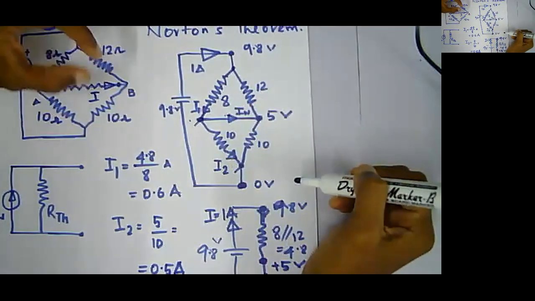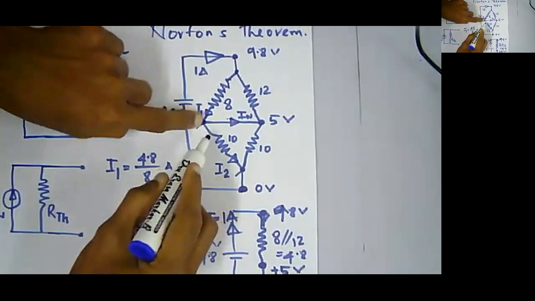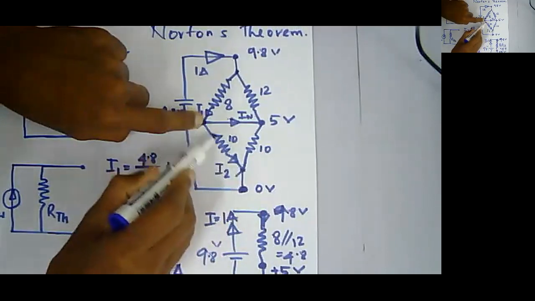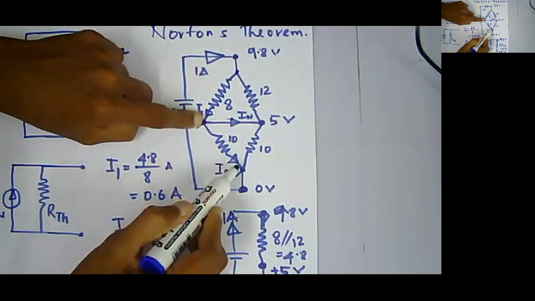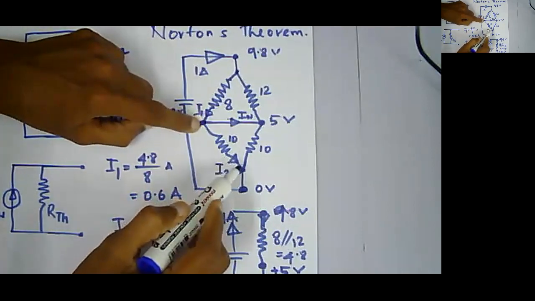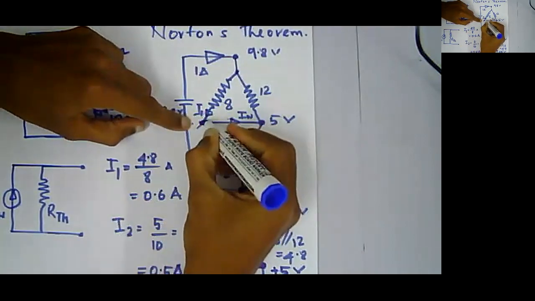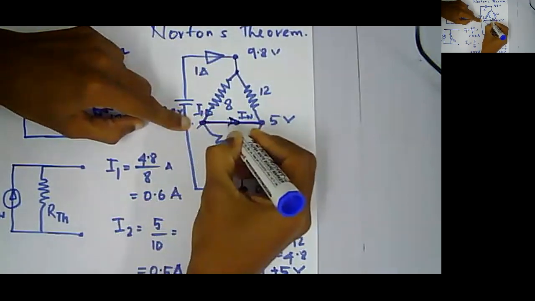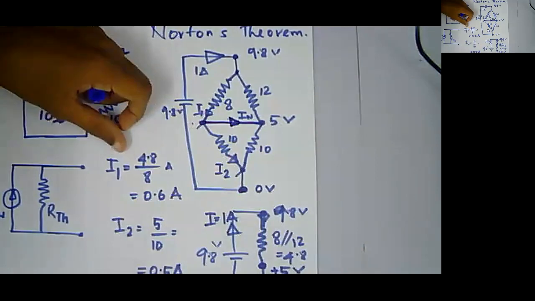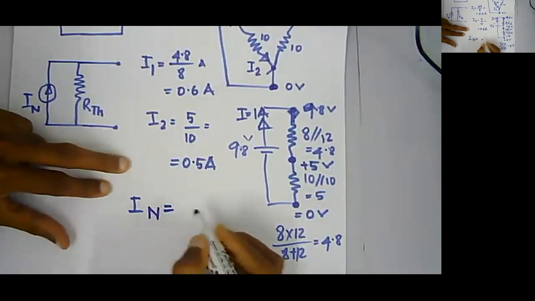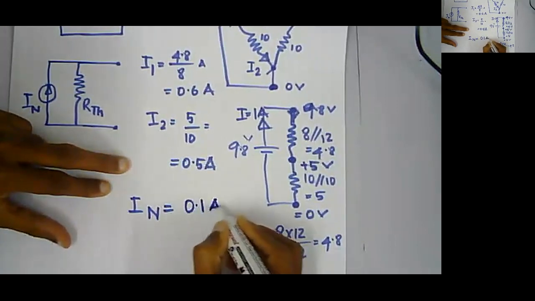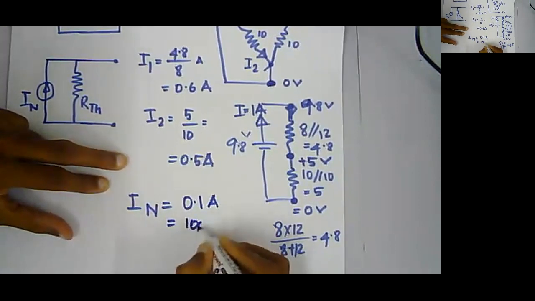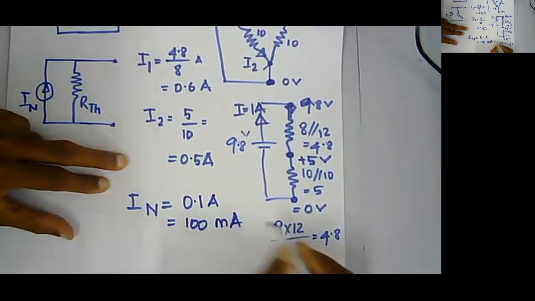So now you know that here you have 0.6 amperes current through the 8 ohm resistance, and at this node you have 0.5 amperes through the 10 ohm resistance, right? So based on Kirchhoff's current law, the remaining 0.1 ampere should flow through this way. Hence, your I_N can be written as 0.1 ampere or 100 milliamperes.